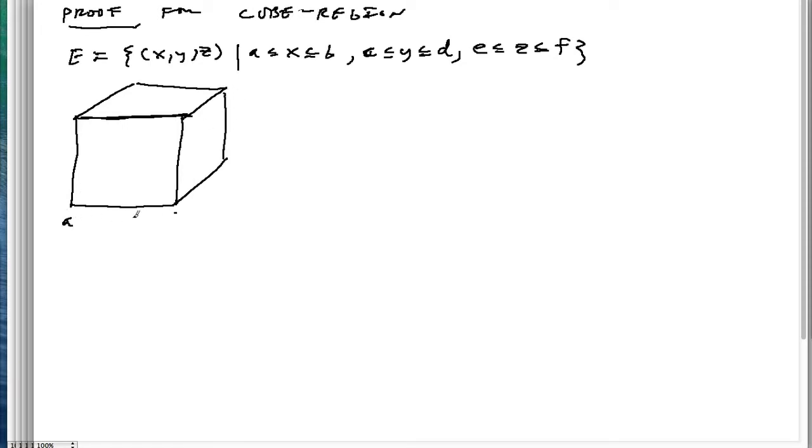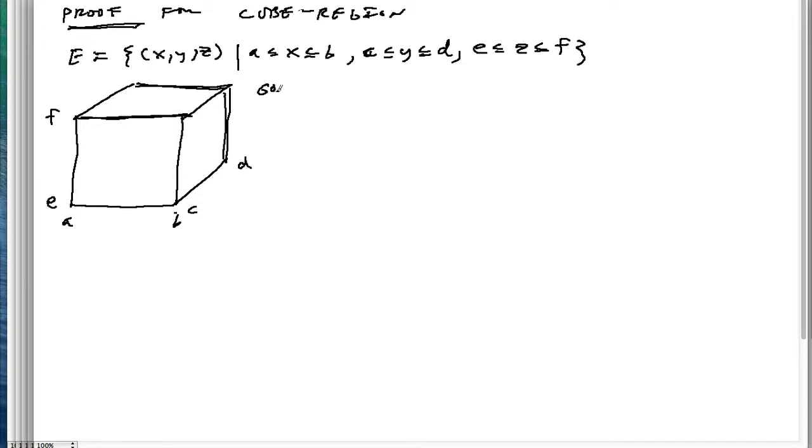So we have A and B, C and D, and then E and F. Okay. So the proof here is really a direct computation. It just explains exactly what we're talking about. So here's some region, and what we want to do is compute the flux.